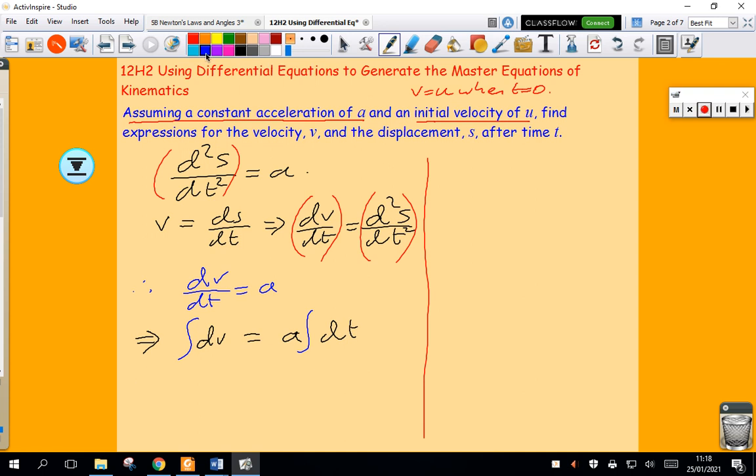Really straightforward. On the left hand side, the antiderivative of 1 with respect to v is just v. On the right hand side, a times the antiderivative of 1 will be at, and then we have our constant of integration here. Okay, so that's my general solution. v is equal to at plus c. To find my particular solution, I look at my initial conditions.